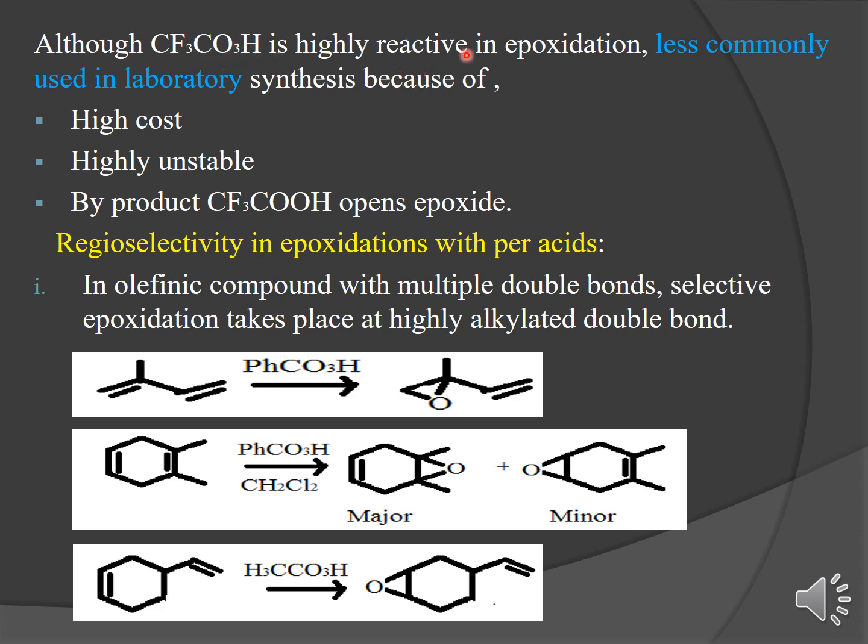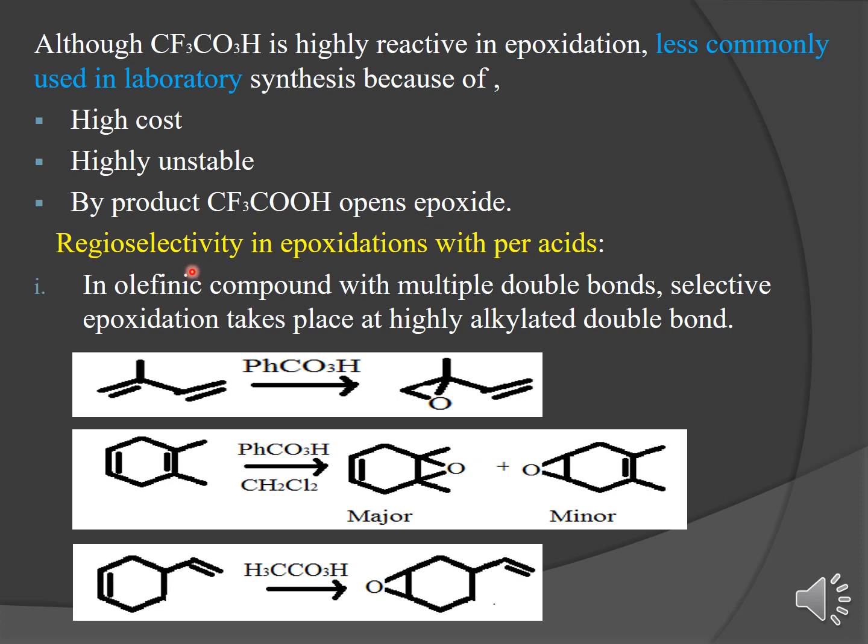Moving on to the next slide: although trifluoroperacid is highly reactive in epoxidation, it is less commonly used for synthesis purposes. It is rarely used. Though it is highly reactive, it is not easily available, and it is very expensive. It is a highly unstable compound, highly reactive but unstable. The byproduct, trifluorocarboxylic acid, will open the epoxide formed.